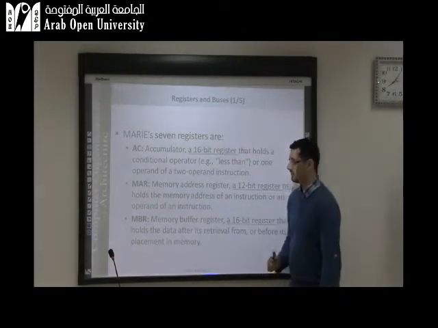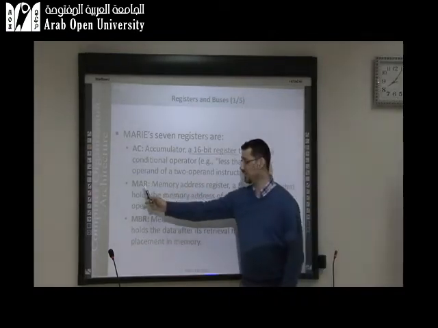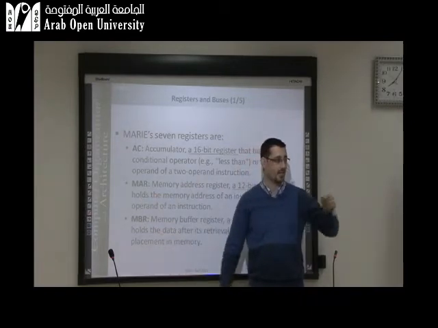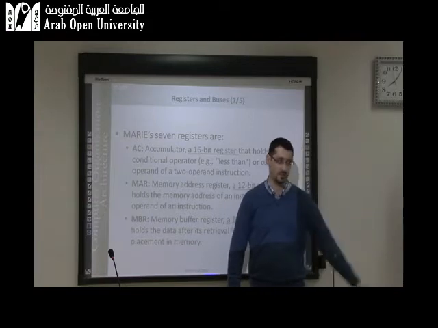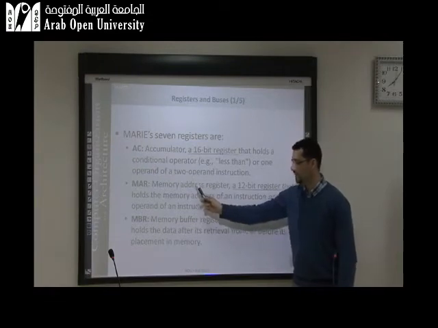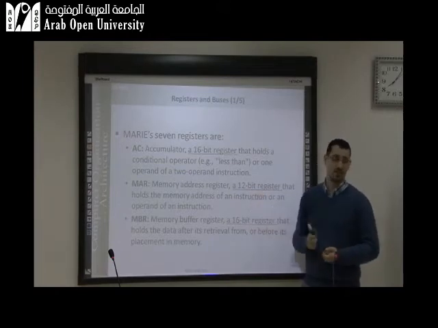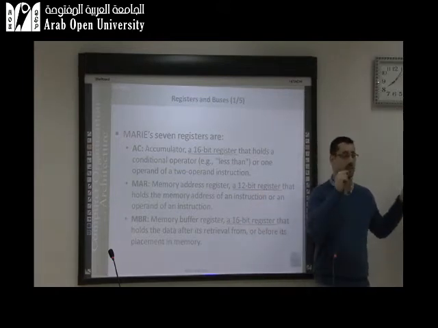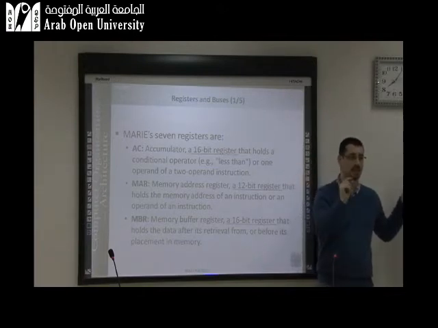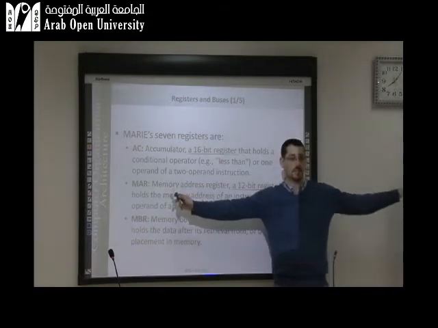The memory address register is a special purpose register, and it stores an address. Each address is 12 bits, as we've seen previously. So how many bits do we have in this register? We have 12 bits, to store only one address. What is the job of a memory address register? Each time the CPU needs to write to the memory or read from the memory, the address of the location to write to or read from should be located inside the memory address register.